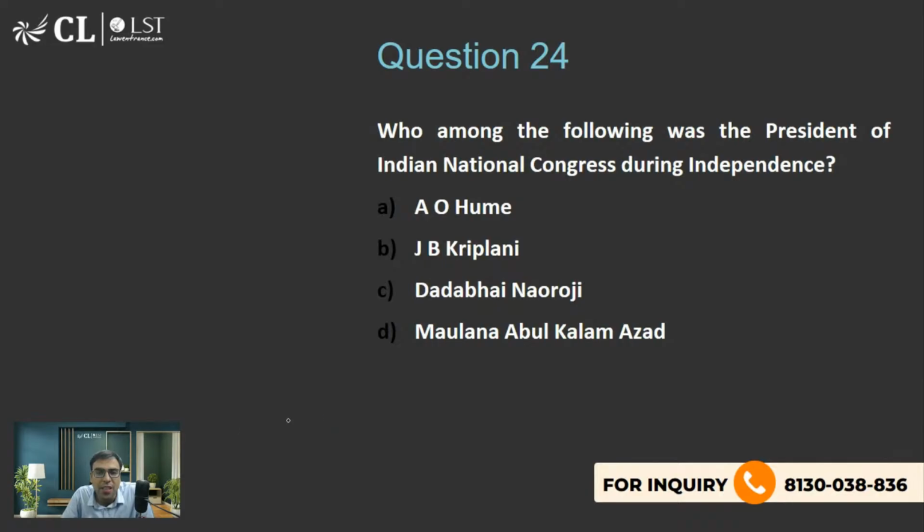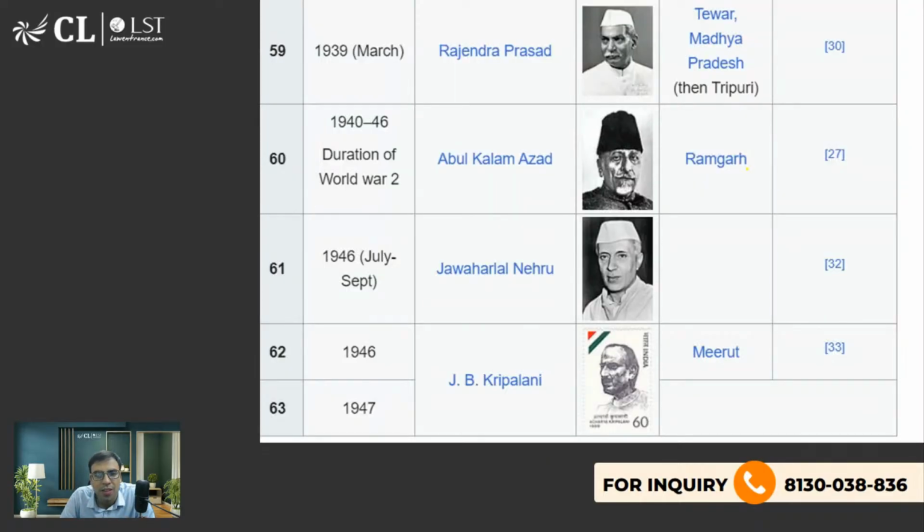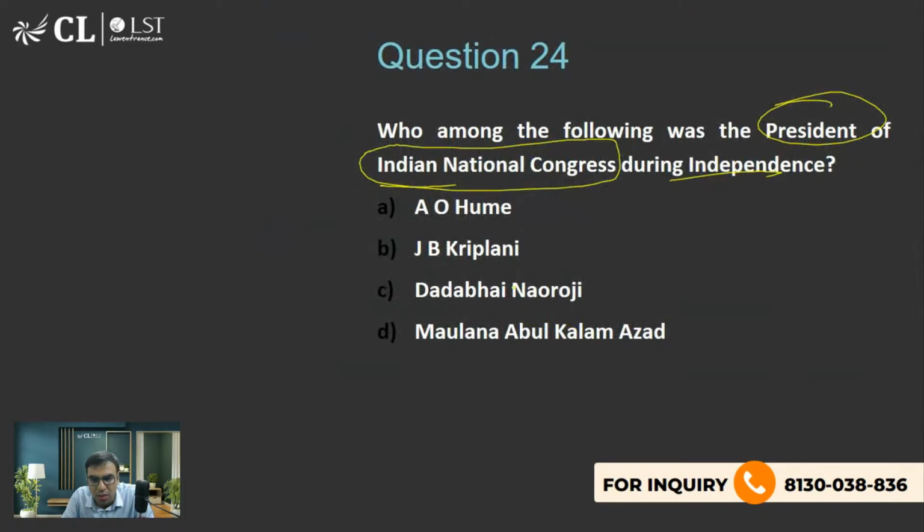The next is whom, the following was the president of Indian National Congress during independence. A.O. Hume, J.B. Kriplani, Dadabhai Naoroji, Maulana Abul Kalam Azad. President of Indian National Congress during independence. The right answer is, हाँ, कि JB कृपलानी. So the right answer is B.